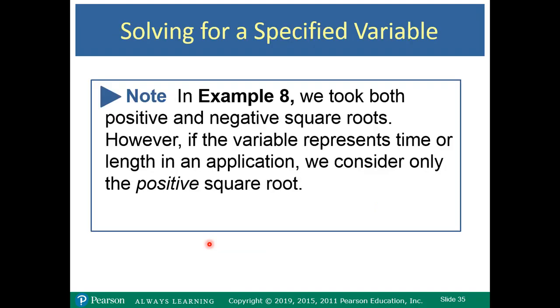Okay, now, in example 8, we took both positive and negative square roots. However, if the variable represents time or length in an application type problem, we are only going to consider the positive square root because, remember, it has to make sense, right? And that goes for area. You can't have a negative area. Volume of liquids, you can't have negative volumes. So anything in physics and things like that where you can't have a negative value, it doesn't make any sense, we're only going to take the positive value.